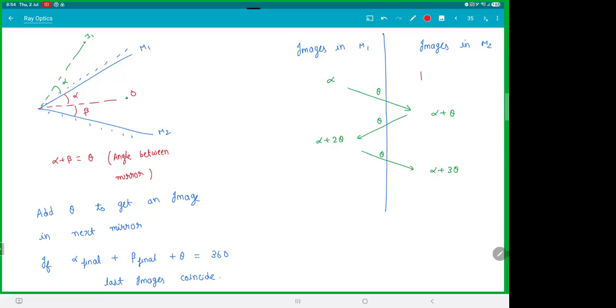Similarly, when you do the other side, beta, I'll show you with numbers that will make it easier. So beta will form an image here. This will be beta plus theta. This will form an image here, beta plus 2 theta. And you keep doing this. You have to make sure you don't exceed 180 degrees.